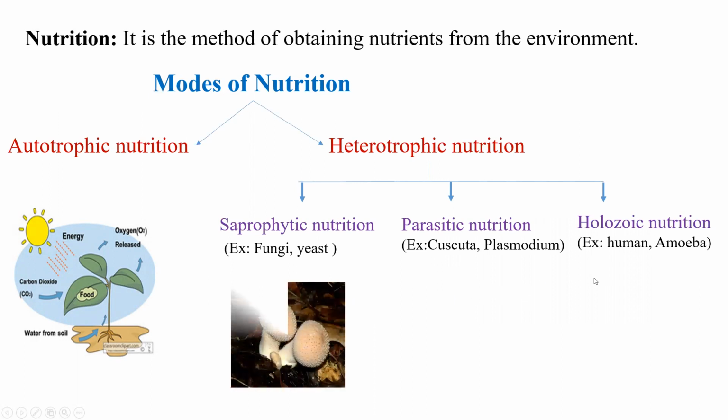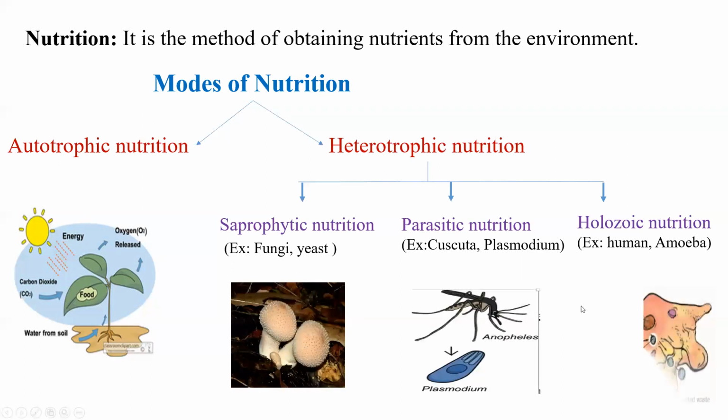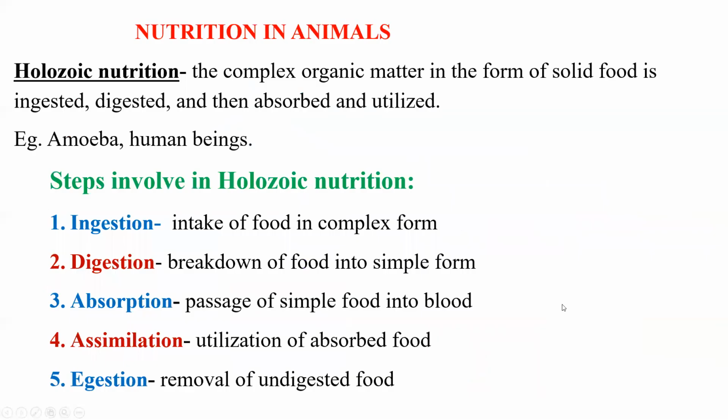Then we have holozoic nutrition in this chapter. So holozoic nutrition we are going to study in detail. Let's see that: nutrition in animals, that is holozoic nutrition. What is meant by holozoic nutrition? Organisms which take food in the form of complex organic matter have that type of nutrition, called holozoic nutrition.